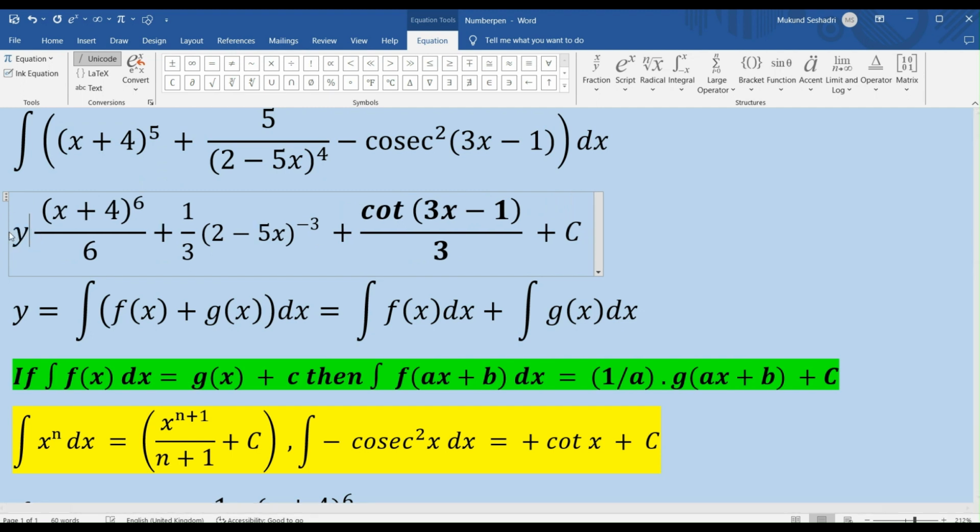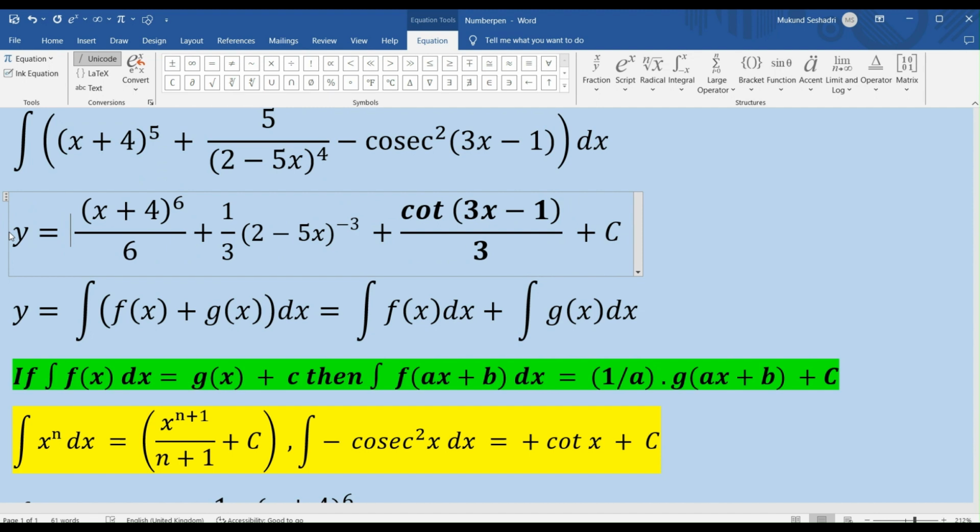I have my y equal to x plus 4 the whole power 6 divided by 6, which is nothing but the antiderivative of x plus 4 the whole power 5, plus 1 by 3 times 2 minus 5x the whole power minus 3, which is nothing but the antiderivative of 5 divided by 2 minus 5x the whole power 4. And then I have plus cot of 3x minus 1 divided by 3, which is nothing but the antiderivative of minus cosecant square 3x minus 1. And then I have my arbitrary constant. So that's the final answer to our problem.